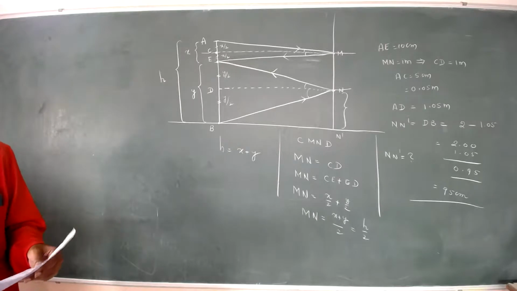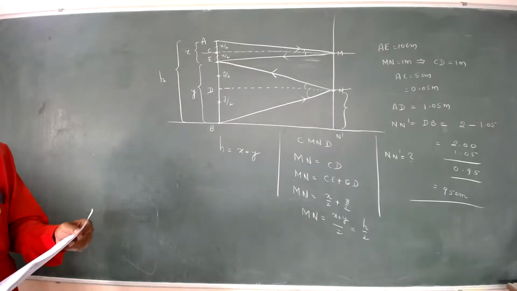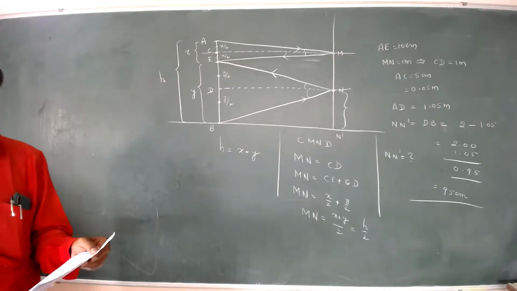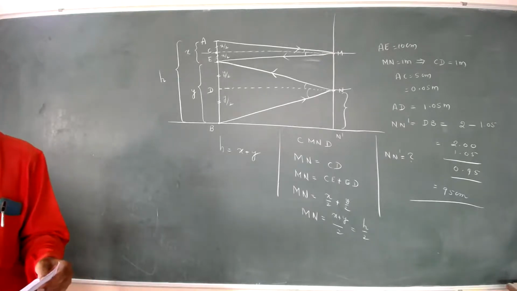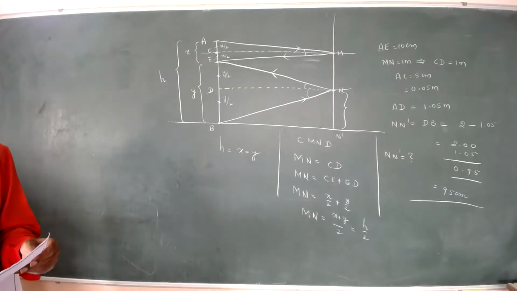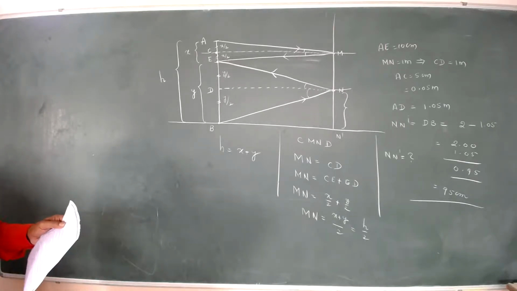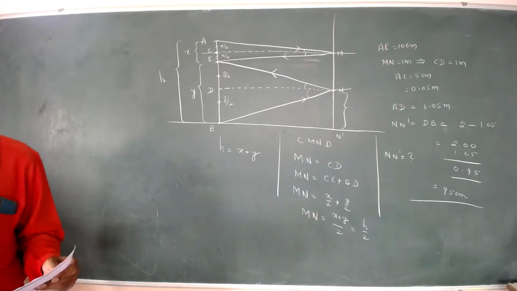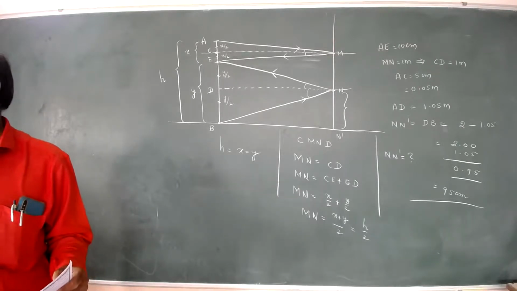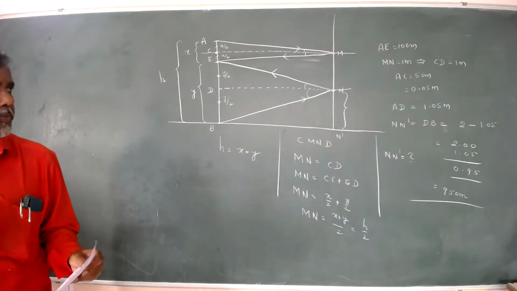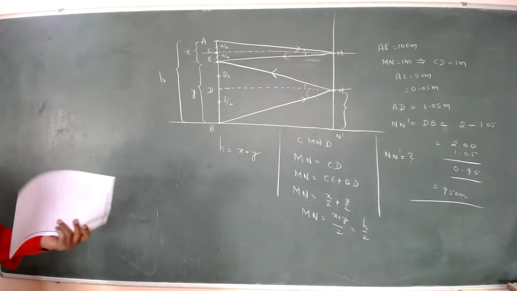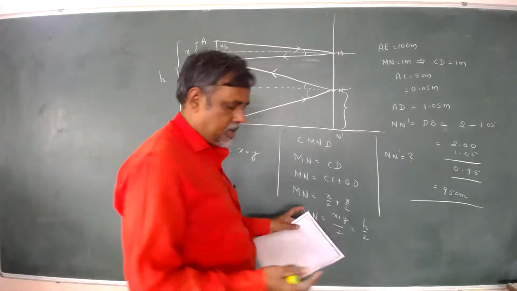Okay? Right. Now coming to the second problem. A 2 centimeter tall object is placed 15 centimeters from a concave mirror of focal length 10 centimeters. Find the position, size, and nature of the image. We will come across many such problems. Just one or two problems, I will explain the main ones. Come on, please make it faster.